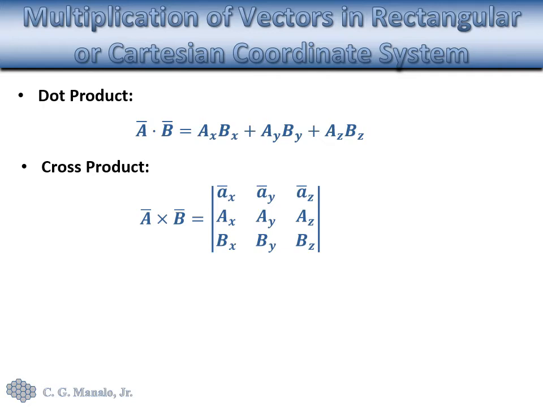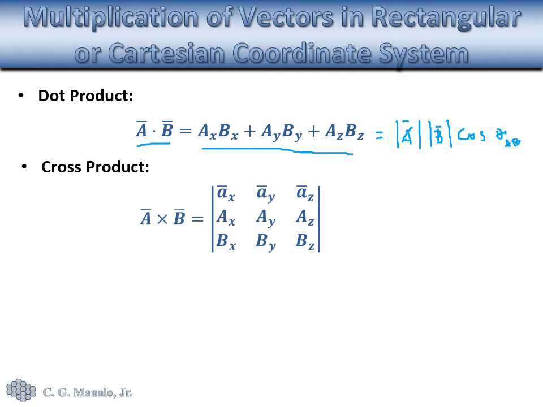Let's go to the multiplication of vectors expressed as their component vectors. So let's say we get the dot product A dot B, where the two vectors are expressed as their component vectors. That would be given by this expression. So we simply add the product of their components. Take note that this is also equal to the magnitude of A times the magnitude of the vector B times the cosine of the angle, the smaller angle between them.